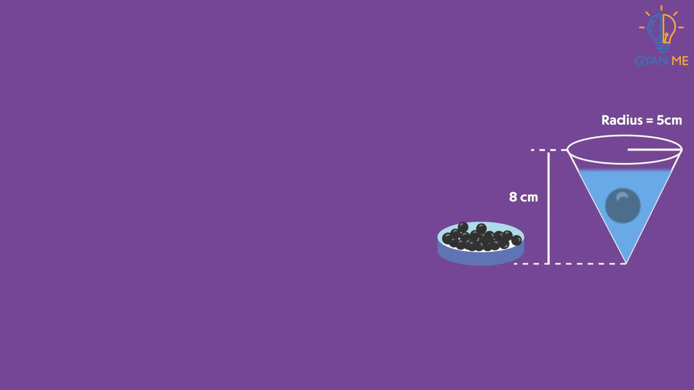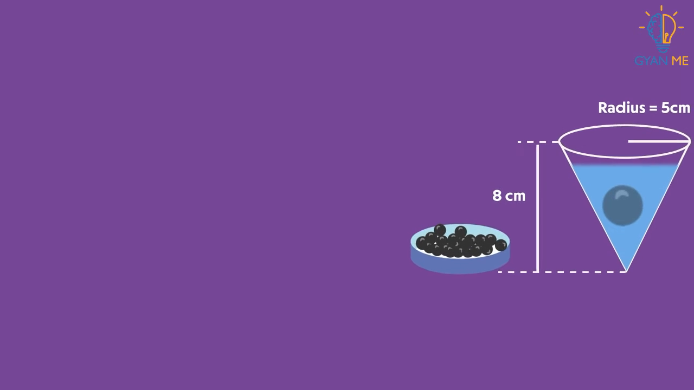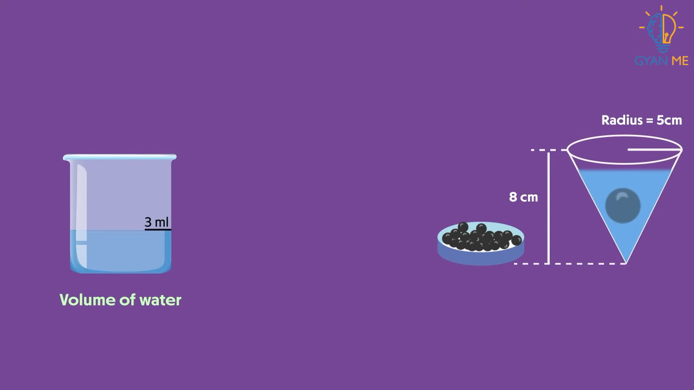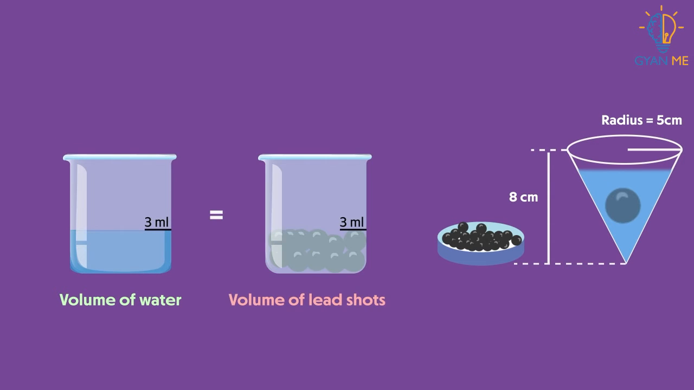Here, we will first find out the volume of the vessel and then the volume of the lead shots which were dropped in the vessel, and then equate the volume of water flown out of the vessel with the total volume of all the spherical lead shots dropped in the vessel.